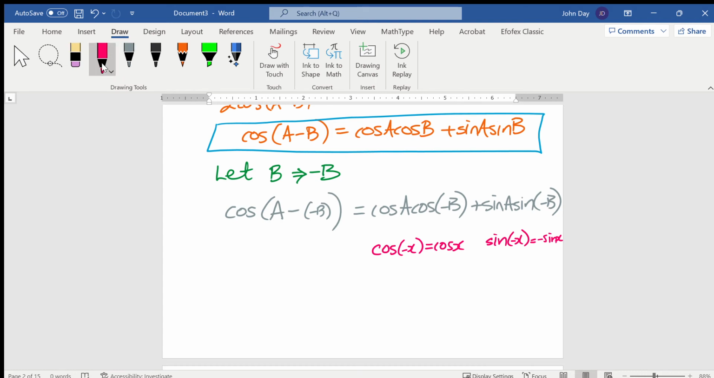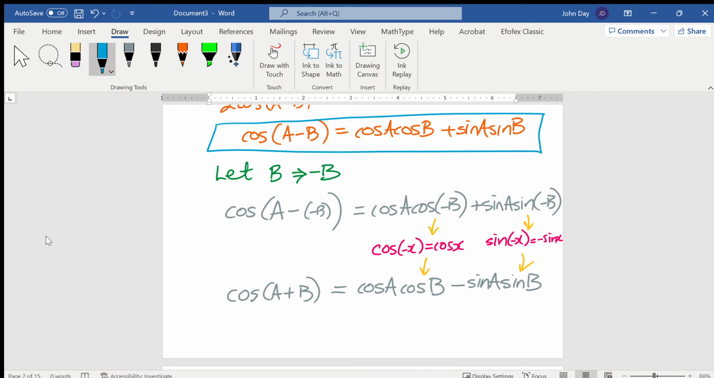important here. Okay, so this says cos of A plus B, because a minus of a minus is a plus. Now this is just cos A cos B, because cos of minus B is the same as cos of B, minus sine A sine B. I've changed sine of minus B to minus sine of B because that's the case. So instead of having plus sine A sine B, I've got sine A times minus sine B, which is minus of sine A sine B.